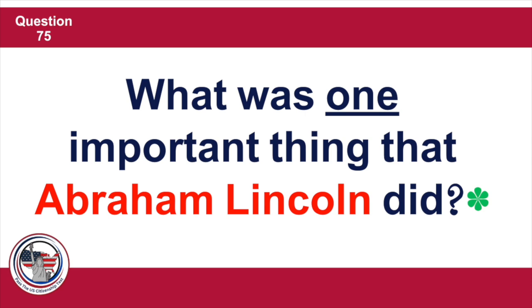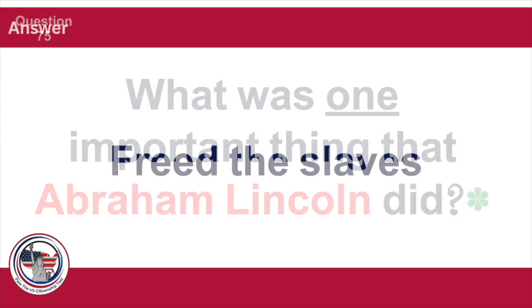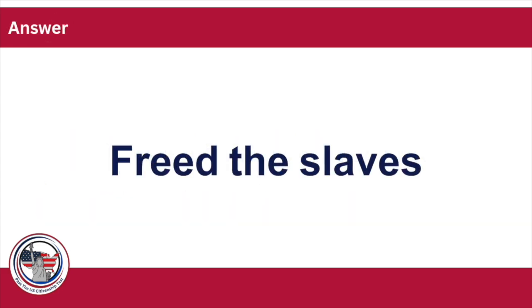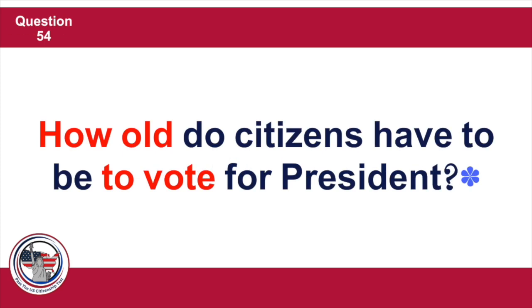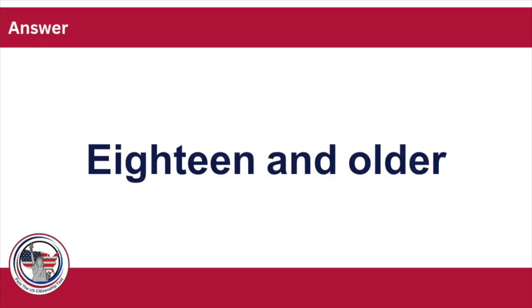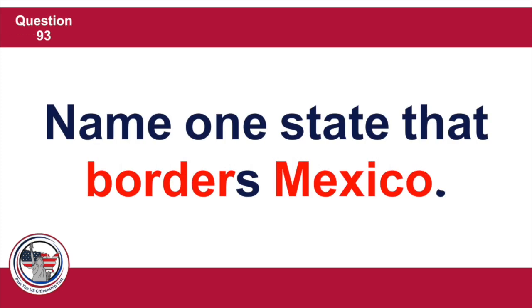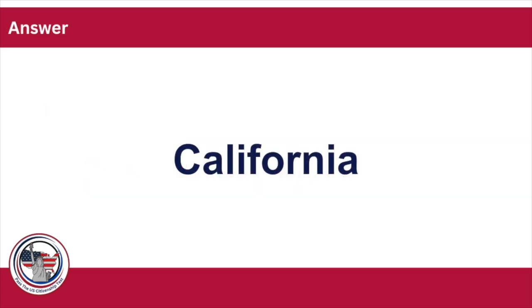What was one important thing that Abraham Lincoln did? Freed the slaves. How old do citizens have to be to vote for president? 18 and older. Name one state that borders Mexico? California.